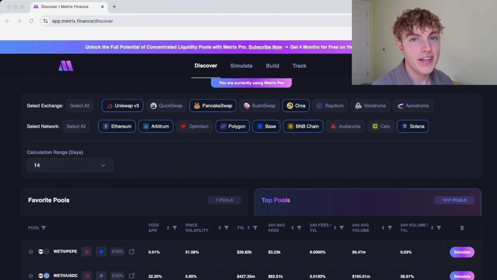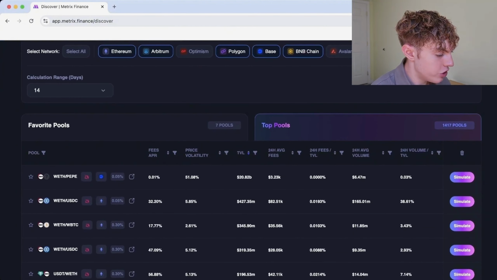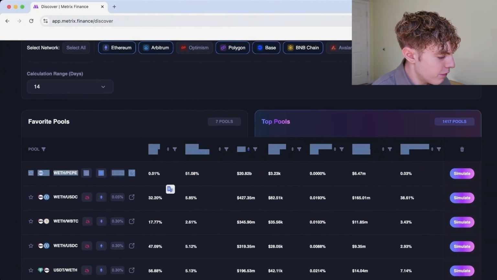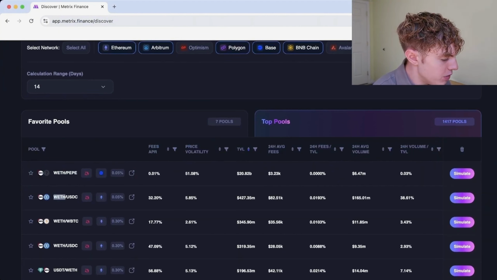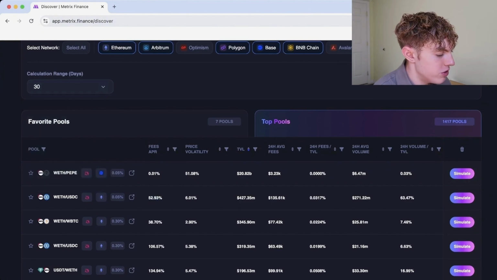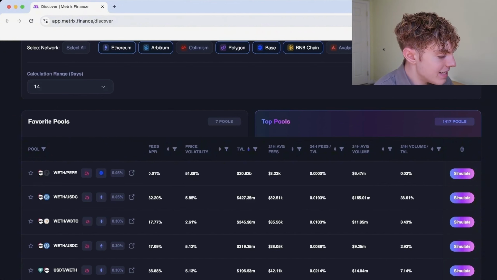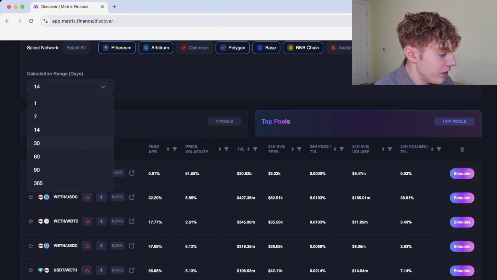And basically what calculation range does is it selects just how many days of volume, data, and fees to factor into your overall calculation when it comes down to this fees APR section right here. And remember, these are just estimates, but for example, you can see that here it's WETH to USDC has a 32.2% fees APR with a 14-day calculation range. And then when you change it to 30 days right here, you can see that it's at 52.93%. So it is a difference. So what does that tell us? That tells us that the yield in the last 14 days is lower simply because there's not as much volume as there was in the past 30-day calculation range.